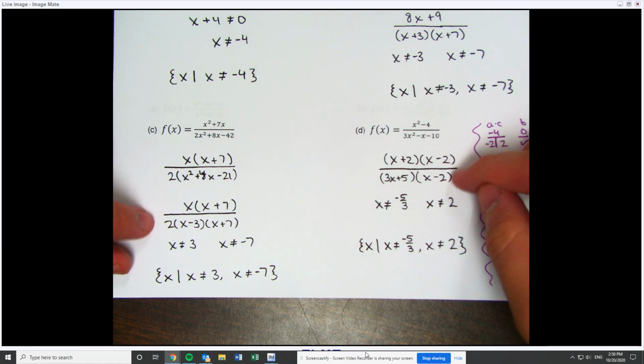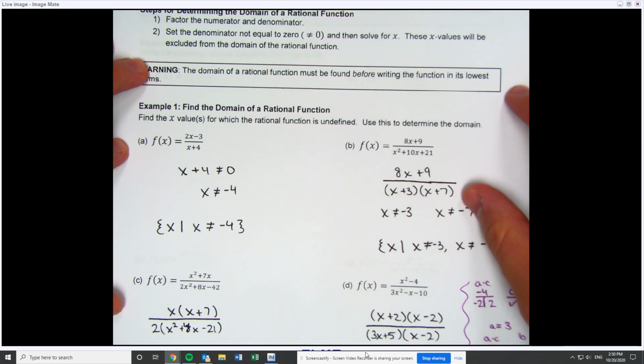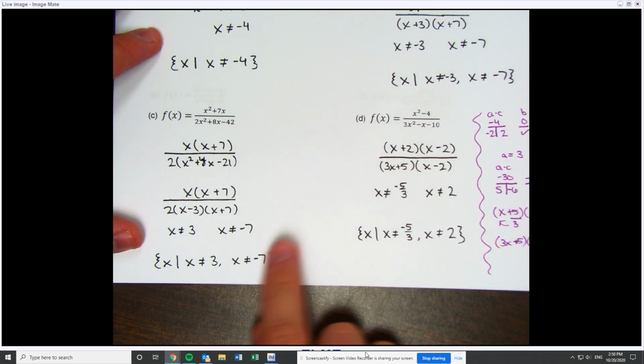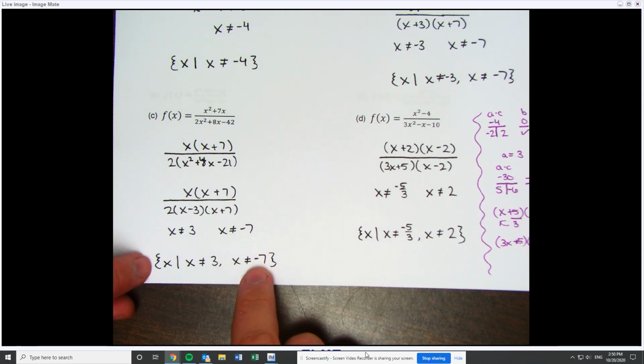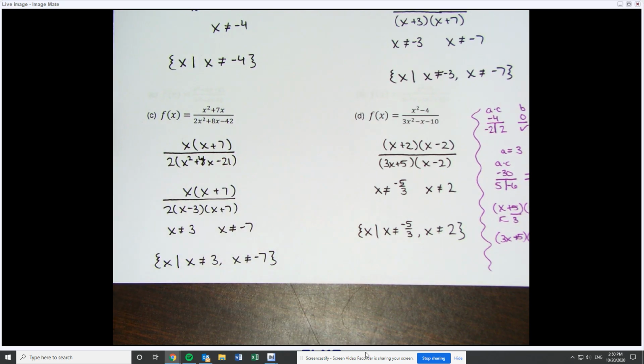Look for what's the same after you factor them, and reduce. But as a warning, this goes up here to this one and it's on the next page too. Always determine your domain before you write your function in lowest terms. The reason we have to do that is because looking at both of these, for my domain I have to exclude -7, but once I reduce, that would have gone away. So just be warned, and I'll mention it again on the next page.